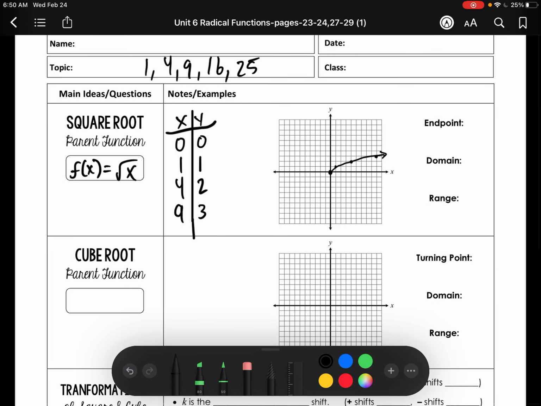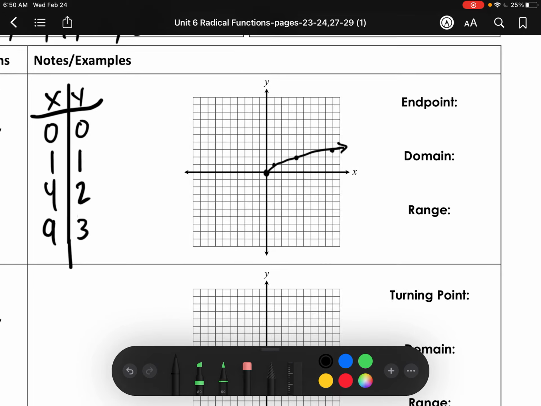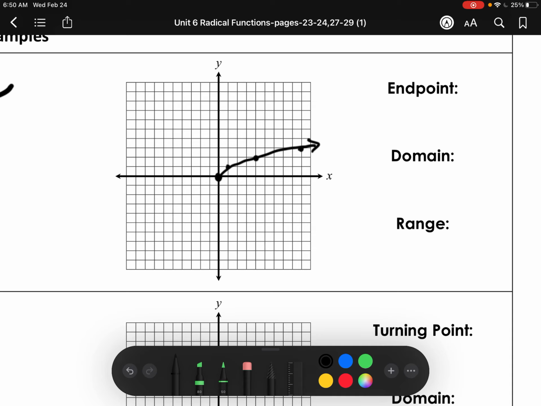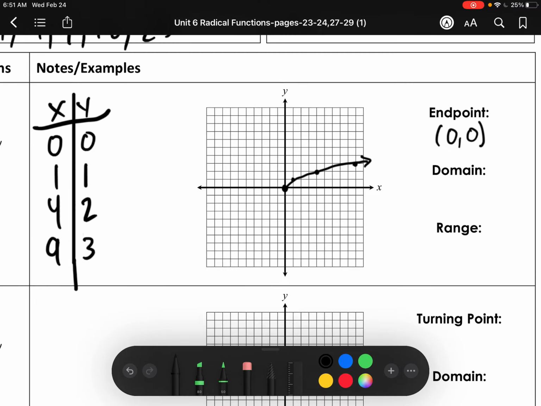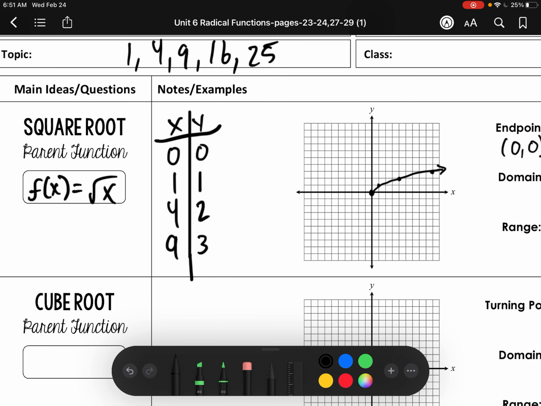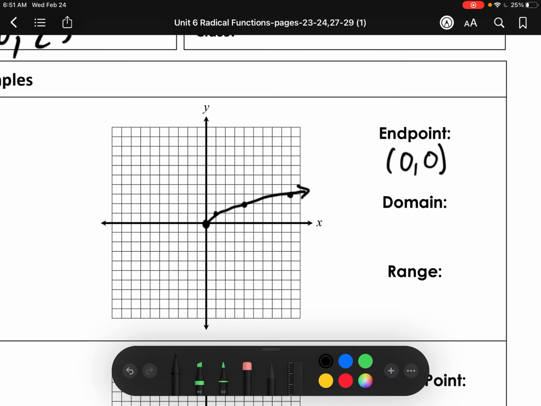So now let's talk about some of the descriptions of this function. So the endpoint refers to where our function ends. In this part of the function, it's going to continue on forever, so it has no endpoint. However, we have an endpoint right here because we can't plug in negative values into this function, so our endpoint would be right here at 0, 0. And you're only going to have an endpoint for even root functions. So square roots, fourth roots, sixth roots, eighth roots, all those types of functions will have endpoints because you can't plug in negative numbers.